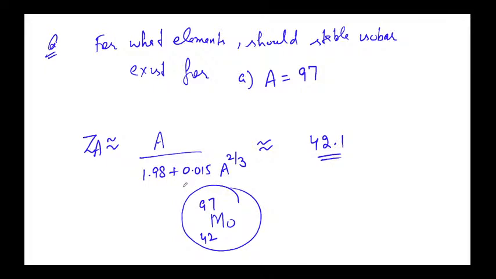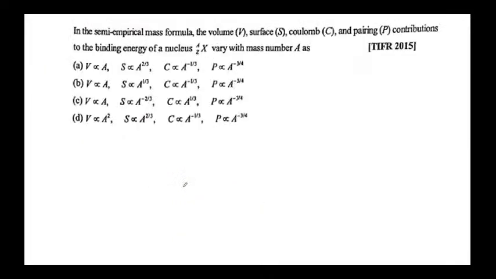Now some of the competition exam questions which can come: in the semi-empirical mass formula, the volume, surface, coulomb and pairing contribution to binding energy of a nucleus are given.